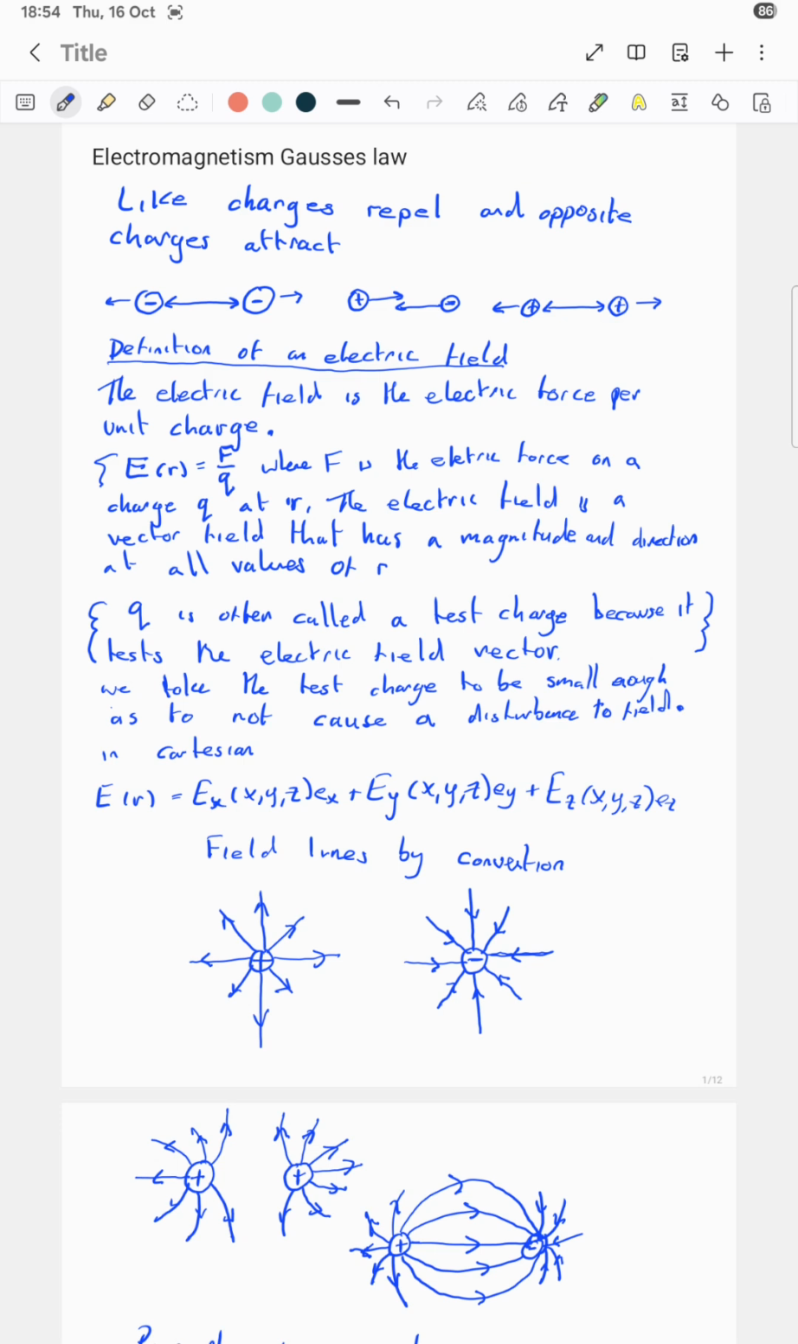In Cartesian coordinates, the electric field is here. Now, the field lines, by convention, we take positives to be sources and negatives to be sinks. Well, this is just by convention. There's no real law of the universe that says that a positive must be a source and a negative must be a sink. We could call the negative what is the positive, vice versa. I won't go much into that.